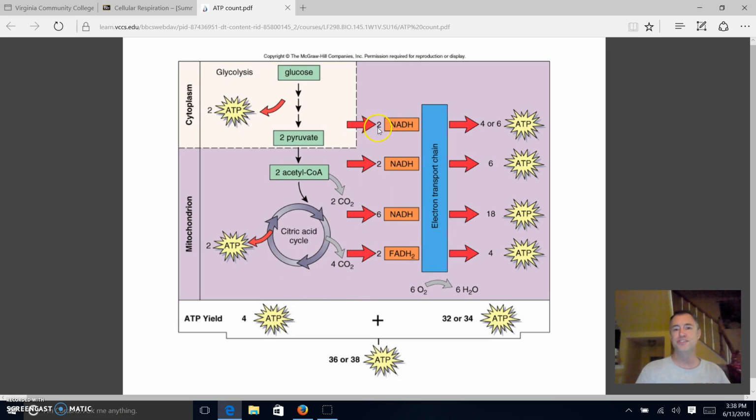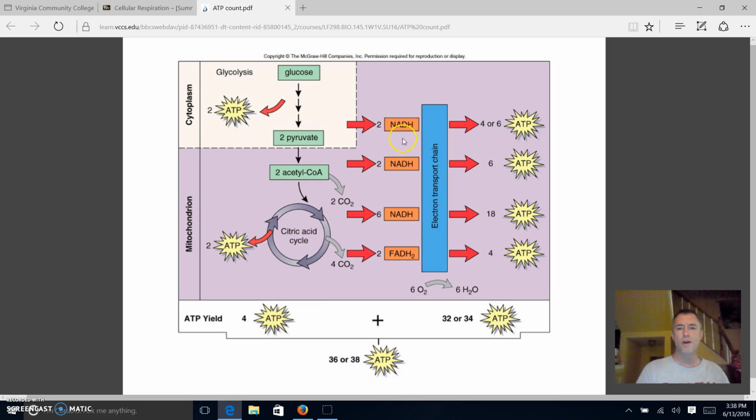Now, notice I have 2 molecules of NADH, so that's a total of 4 hydrogens. I have 2 more molecules of NADH, 4 hydrogens. I have 6 molecules of NADH, so there I have 12 hydrogens. Then I have 2 molecules of FADH2, so I have 4 hydrogens again. Again, the main thing we need to understand is that we're pulling hydrogens out and forming these molecules in a process called an oxidation-reduction reaction.